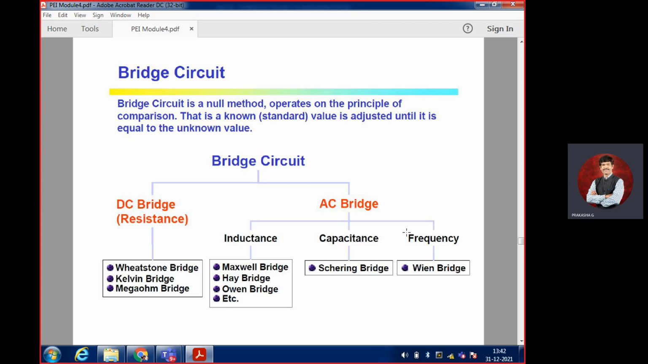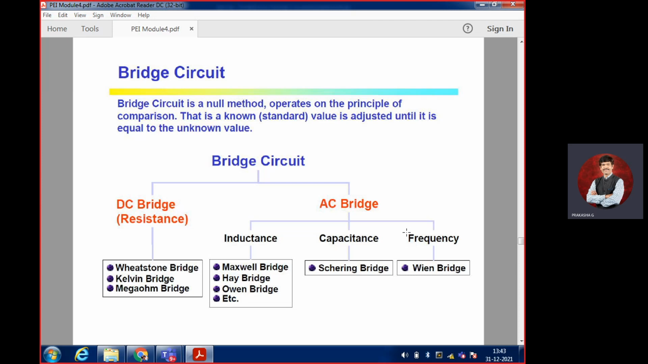What are the elements we have used? The physical resistor components: 100 kilo ohm, 200 kilo ohm, 300 kilo ohm, up to 1 mega ohm. We did not go beyond 1 mega ohm. To measure mega ohm resistance values, there is a separate set of bridges called the mega ohm bridge. So that is the DC part.